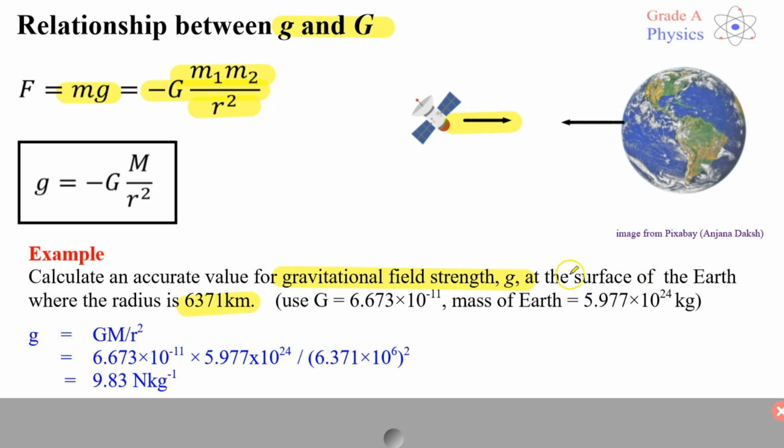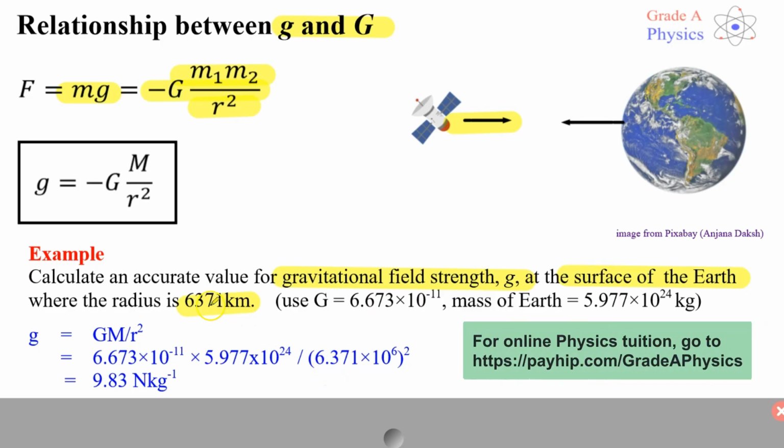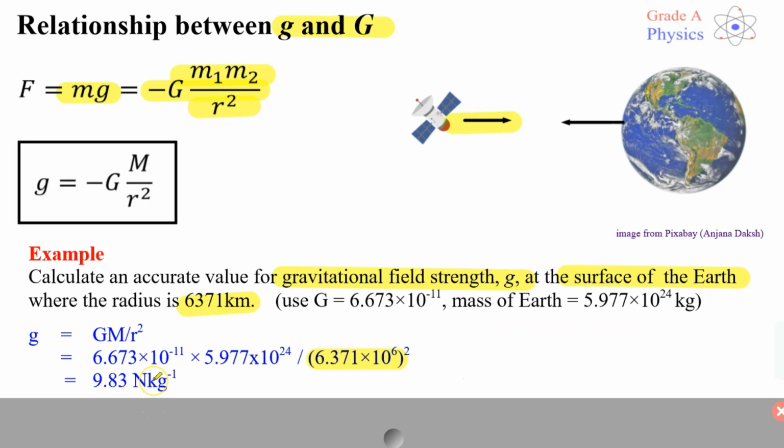But in this case, this is at the surface of the Earth, so it's actually the radius. Watch out for kilometres. This is a really common mistake. It's very tempting to just write 6371, but in this case, we've got times 10 to the 6, because we've got kilometres, so all of this is times 10 to the 6, and then squared. 9.83 newtons per kilogram, sounds about right, and that would be the answer in this case.